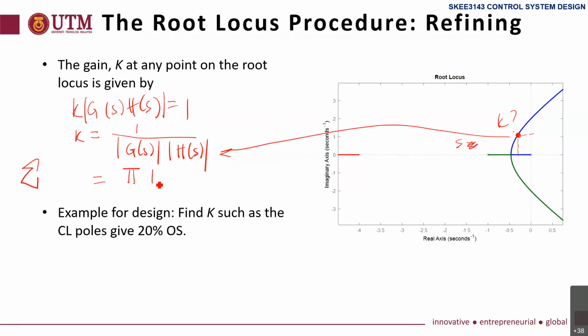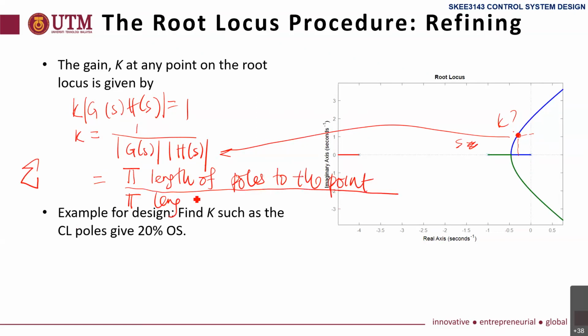So we can use length: the length of the poles to the point, divided by the multiplication of all lengths of the zeros to the point. How this is reflected here, I will show. Here is this.